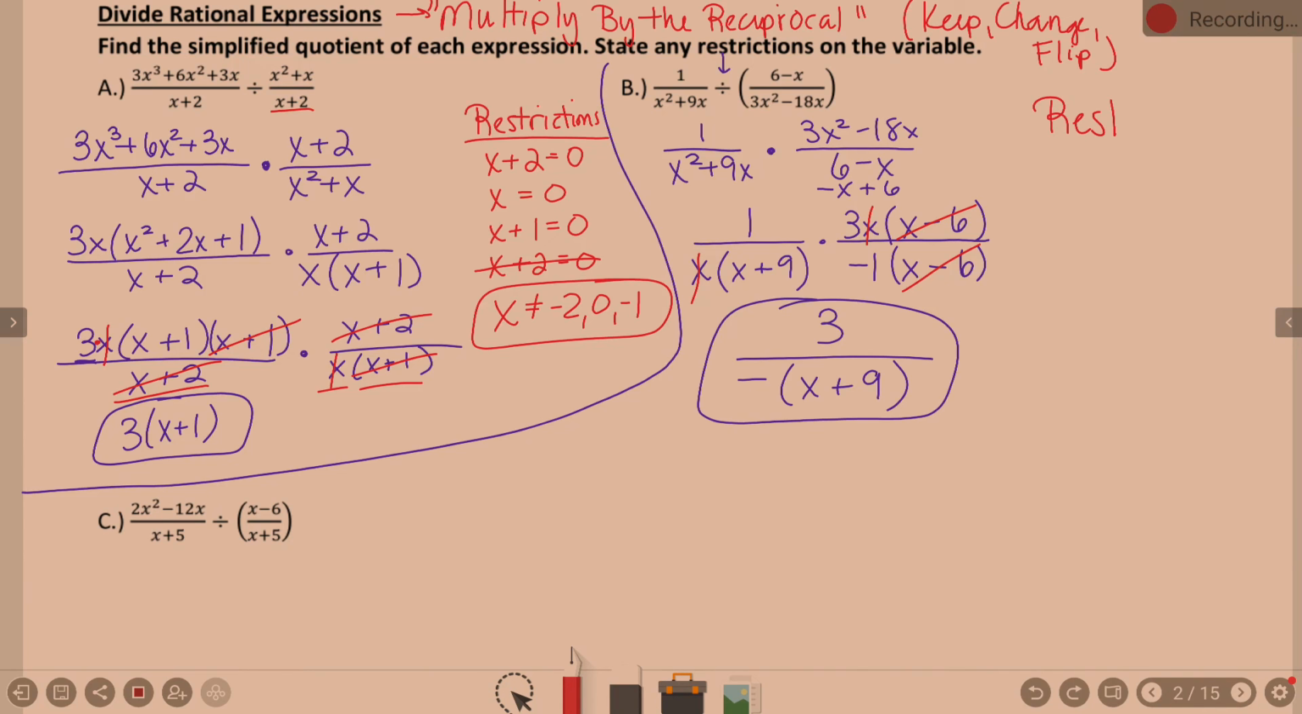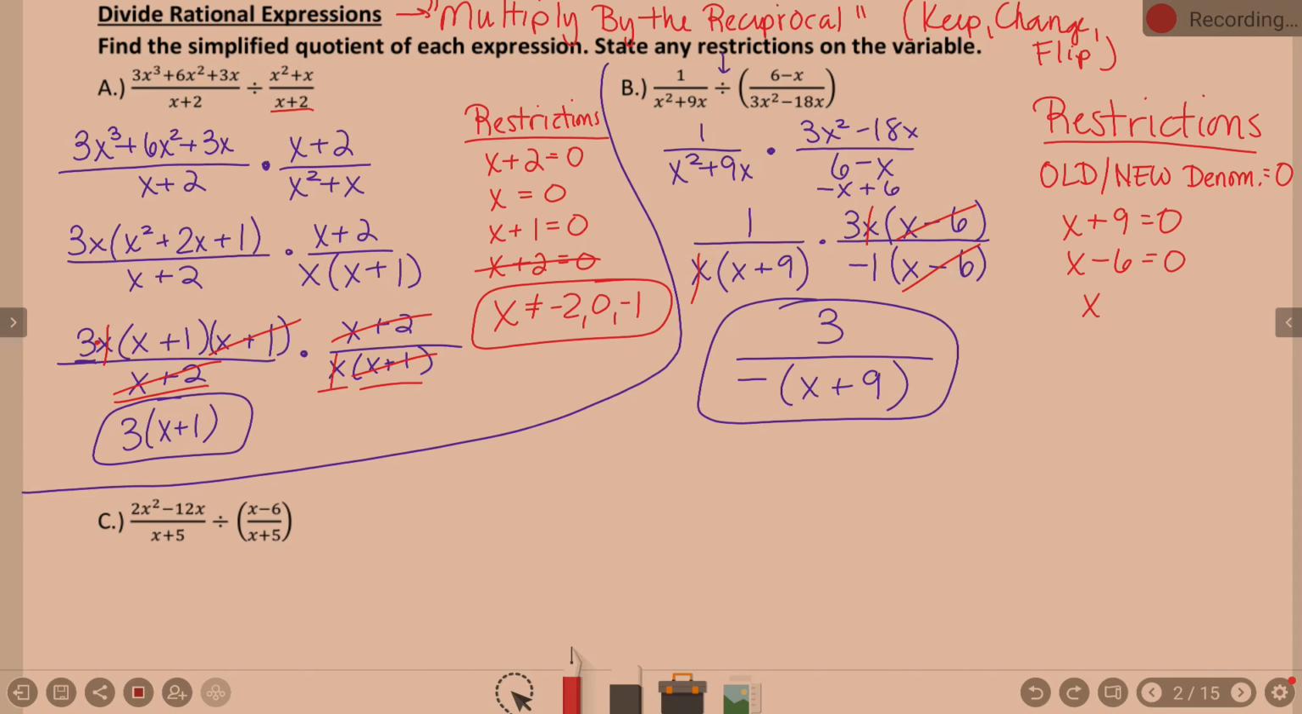Restrictions on the variable. Remember, the denominator is equal to 0. And when we talk division, I always say old and new denominators equal to 0. What pieces am I setting equal to 0? x plus 9, x minus 6. Negative 1 is just a number, so that's not going to matter. But x matters because it's a variable.